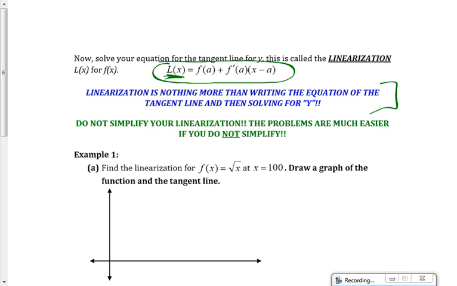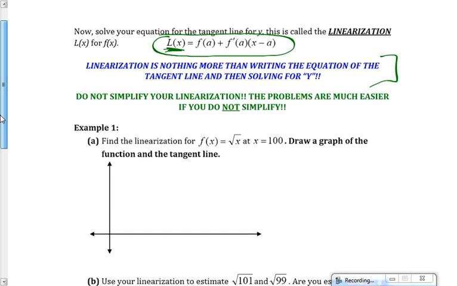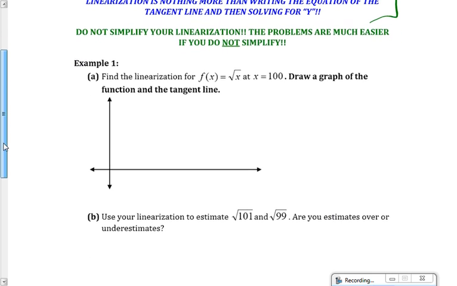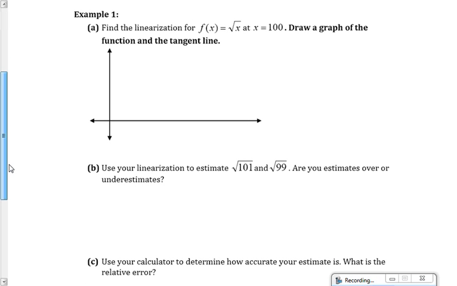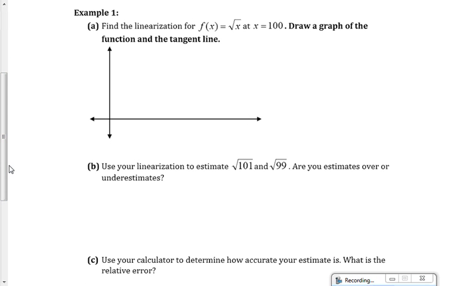But I'm going to encourage you to write down a few things here to help you with the process. Okay? So, find the linearization. And linearization, again, is a fancy word for tangent line approximation. So really, find the equation for the tangent for the function f of x equals the square root of x at x equals 100. You're finding a tangent line. You're going to use it to approximate some values.